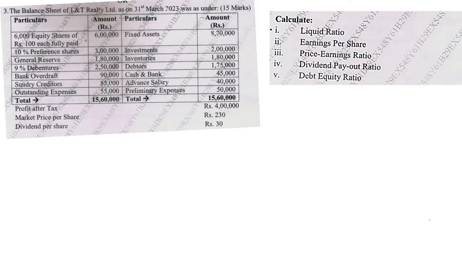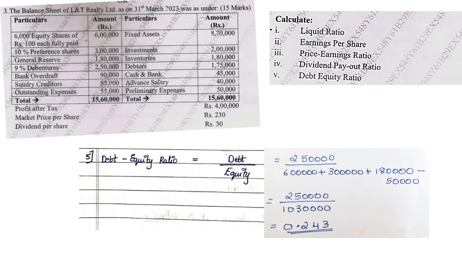Okay, and the last, debt equity ratio, very important. The debt equity formula is debt upon equity. The debt is debentures. I can see here 9% debenture 2,50,000. Now equity is equity fund. So in that, be careful. You have equity share plus preference share plus reserve and surplus less fictitious assets if there are any. So we had 6 lakh plus 3 lakh plus 1,80,000 minus 50,000. So 2,50,000 divided by 10,30,000, we got the value as 0.243. That is the debt equity ratio. Okay, you can go through it once. So with that, we have basically completed this question based on ratio analysis.